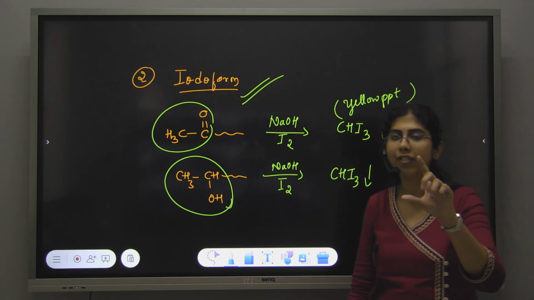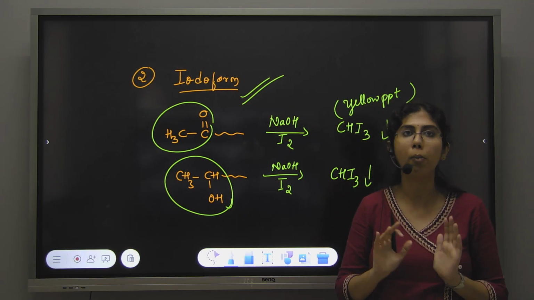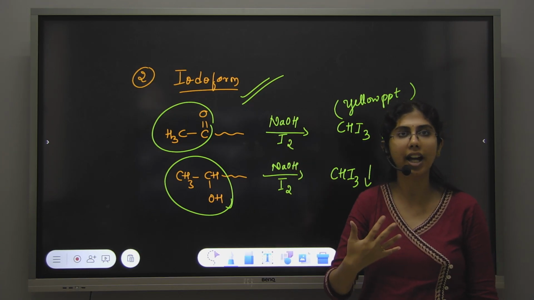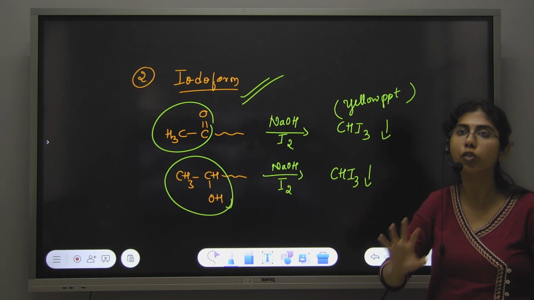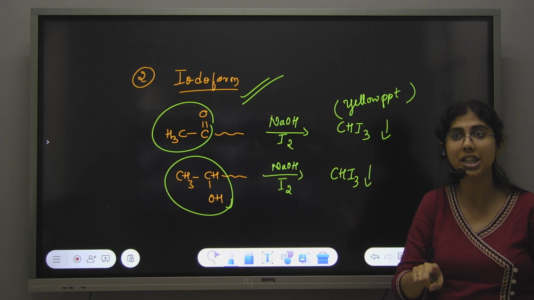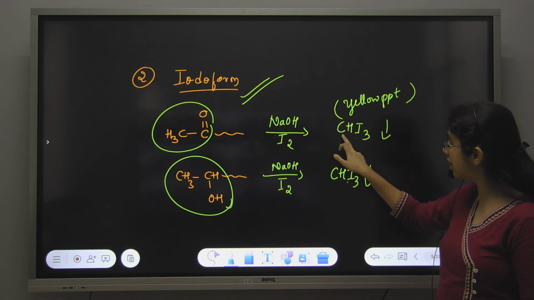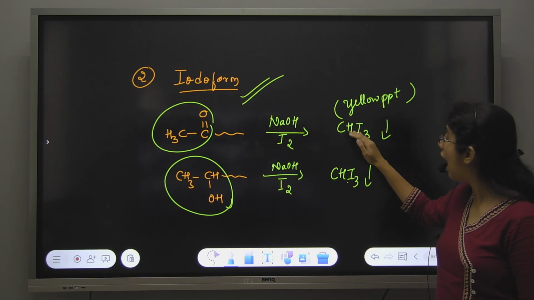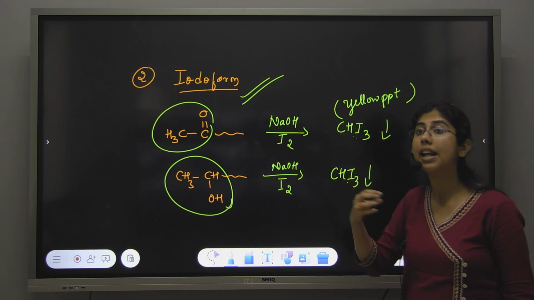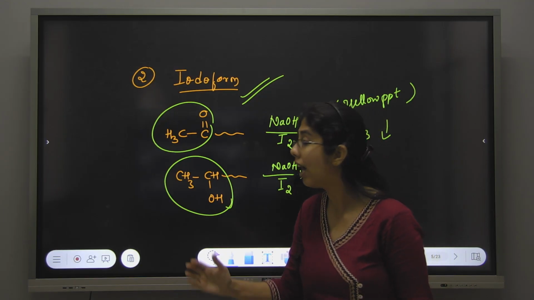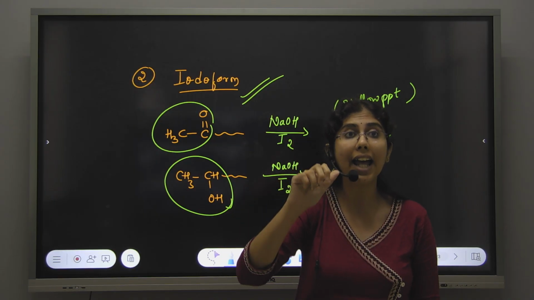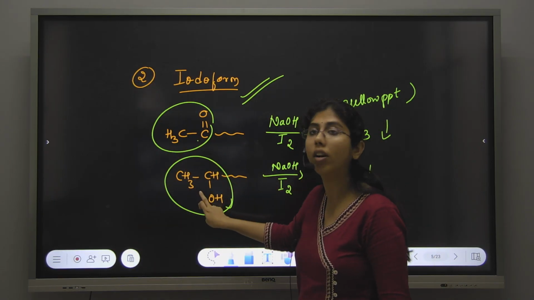For example, I have taken a compound in a test tube, I don't know what kind of compound it is, and I added this reagent. After the reaction I see a yellow precipitate forming. If a yellow precipitate is forming, it means iodoform has been formed. Now I have a confirmation that whatever reactant I have taken can have either this group or this group.